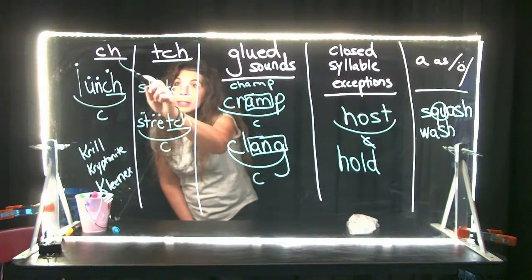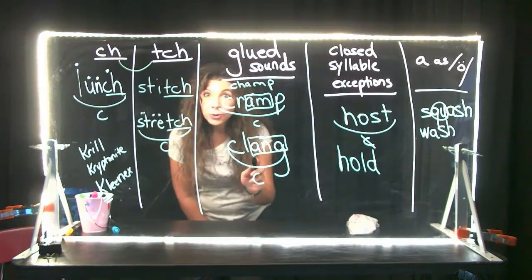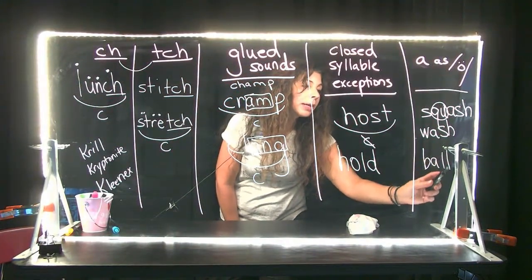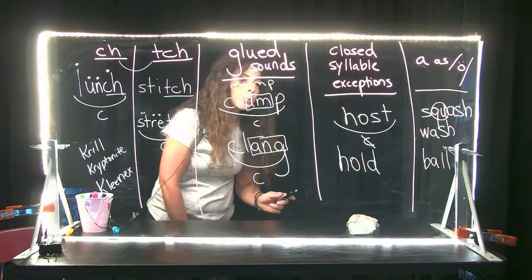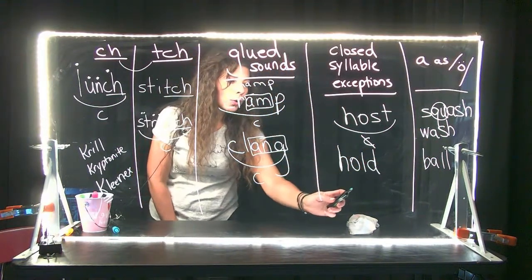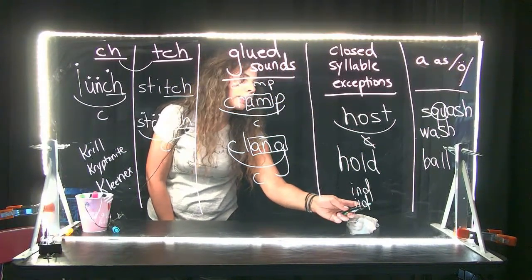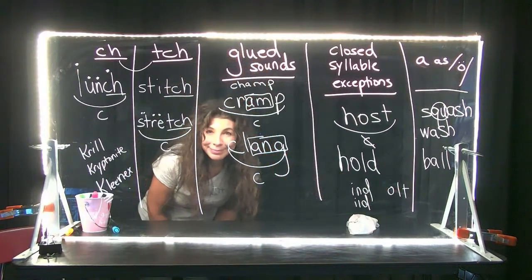CH, TCH. Figure out when you use which. Glued sounds review. Remembering that ALL makes that all sound with squash and wash. And then our closed syllable exceptions: ost, old, eind, ild, olt. Good job, third grade.